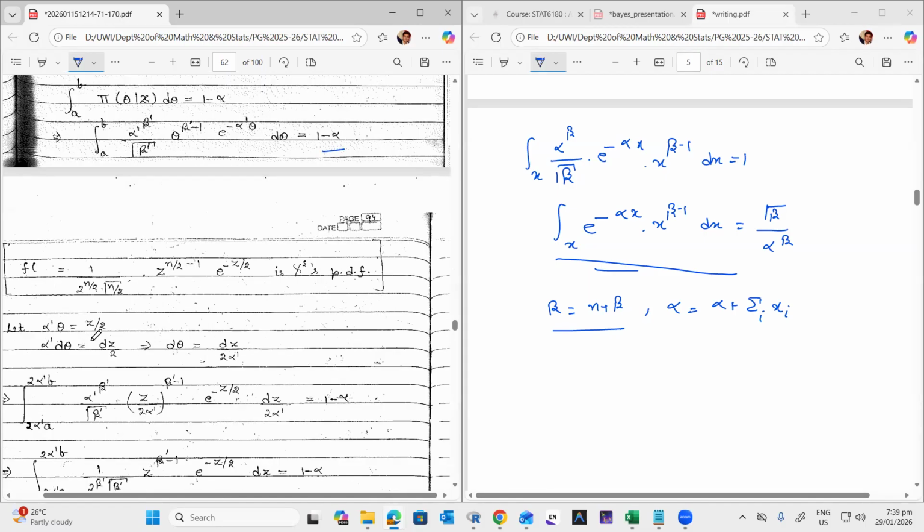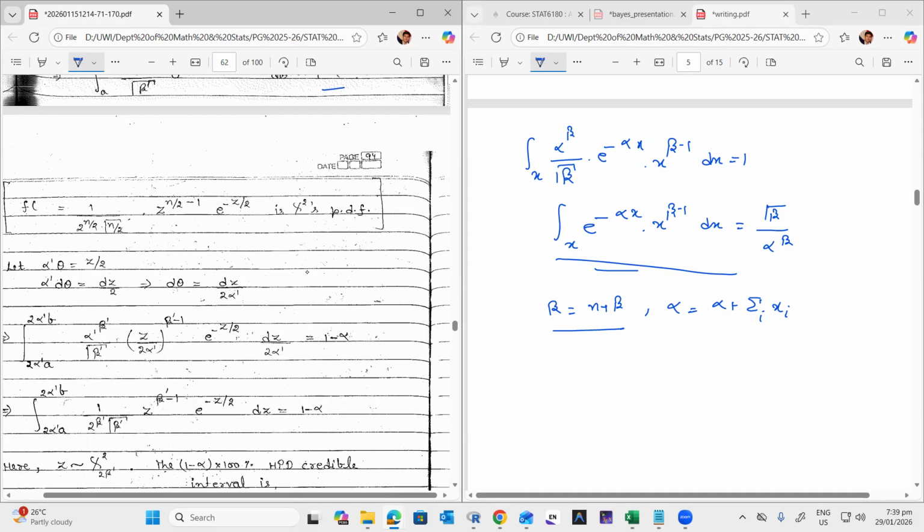Right. So now we are going to consider the PDF of the chi square. All right. What is the PDF of the chi square? It is 1 upon 2 raised to the power n by 2 gamma function of n by 2 into z raised to the power n by 2 minus 1 e raised to the power minus z by 2. Alright, so we are going to consider here the chi-square because it will convert into the chi-square.